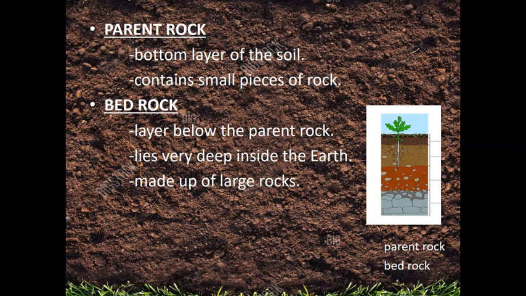The next layer is parent rock. It is the bottom layer of the soil and contains small pieces of rock. The next one is bedrock, which is below the parent rock and it lies very deep inside the earth. This layer contains large rocks. So parent rock contains small pieces of rock whereas bedrock contains large rocks.